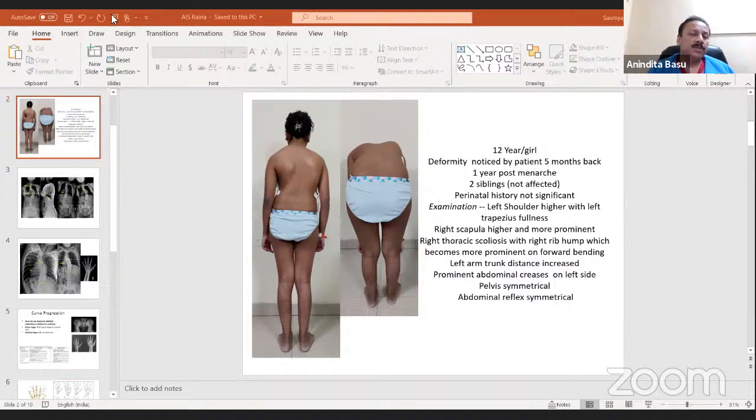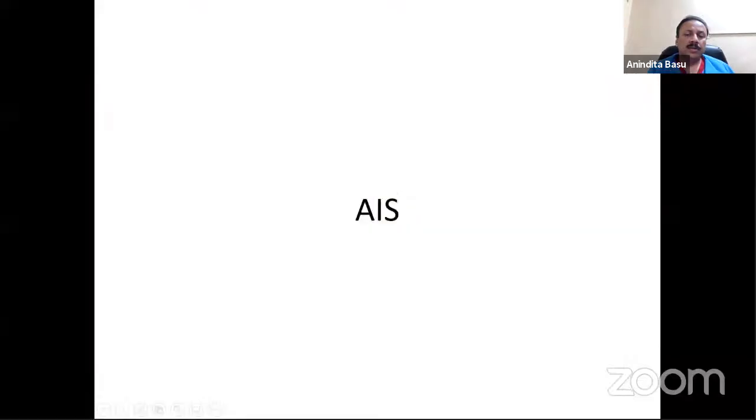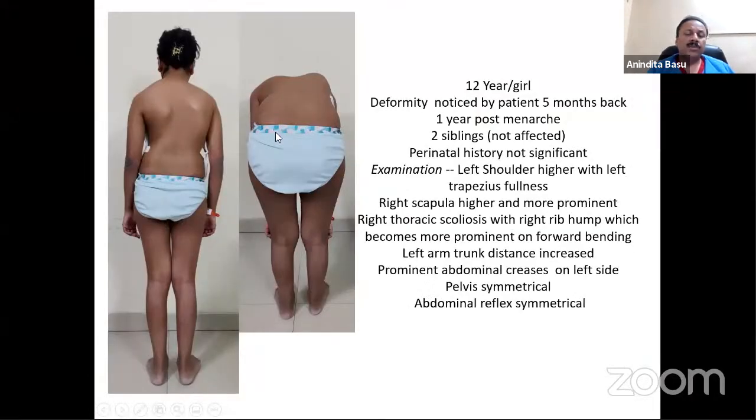As you can see in this particular girl, she is about 12 years old, and the deformity was noticed by her parents about 5 months back. She is 1 year post-menarche with 2 siblings who are healthy, and the perinatal history is not significant. As you can see, the left shoulder is high, and over and above the left shoulder, what is important is to see this trapezoidal hump. This gives the suspicion that there is a very highly rotated proximal thoracic curve, which needs to be really understood.